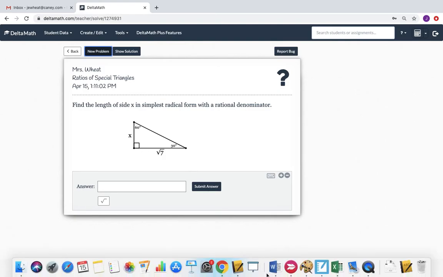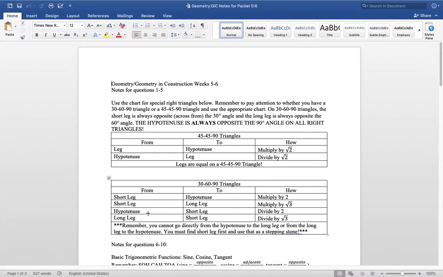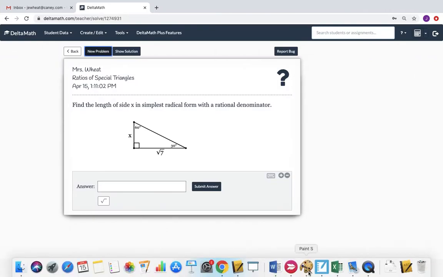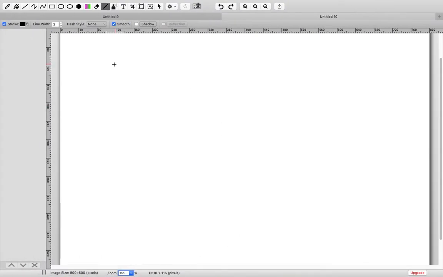So we're going to go over here to our chart and we're going to look at long leg to short leg. So to go from long leg to short leg, all we have to do is divide by the square root of 3. Now here's where it gets a little tricky. So the long leg is square root of 7. So I'm going to take the square root of 7 and I'm going to divide that by the square root of 3.